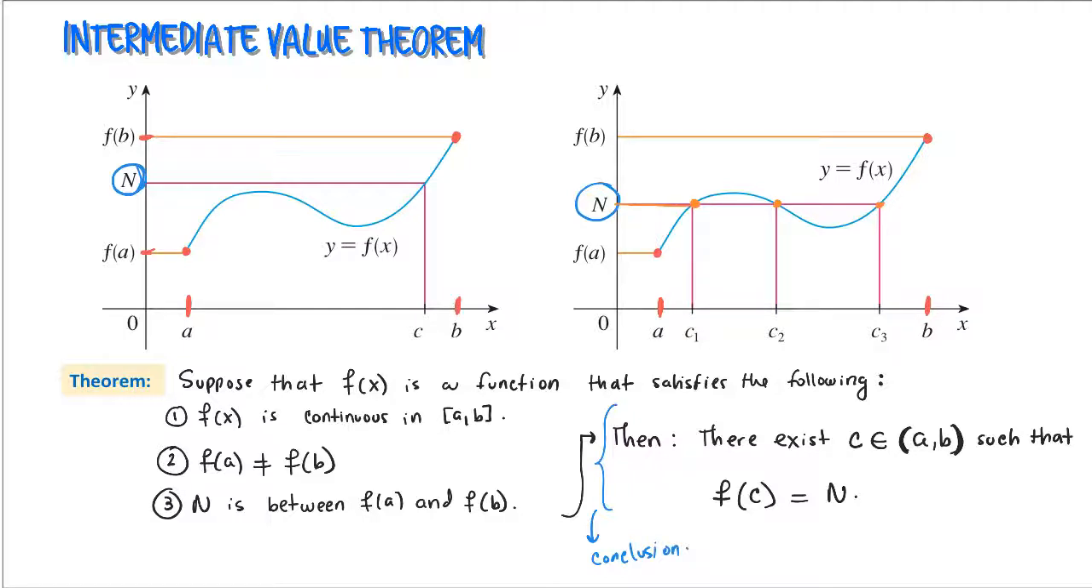If we have continuity, f of a is not equal to f of b, and n is between f of a and f of b, then for sure we know that there exists a c in the open interval (a, b) such that f of c is equal to n.